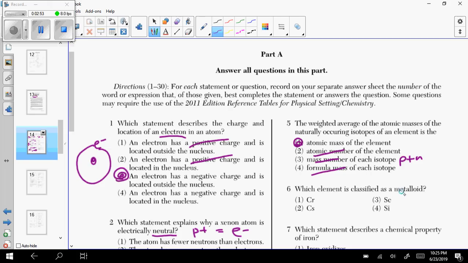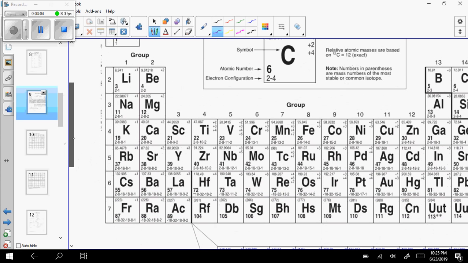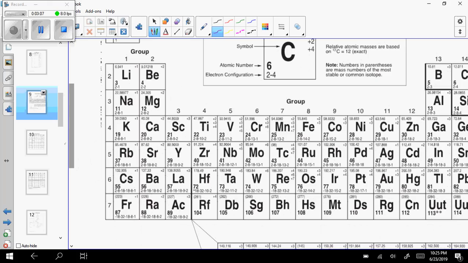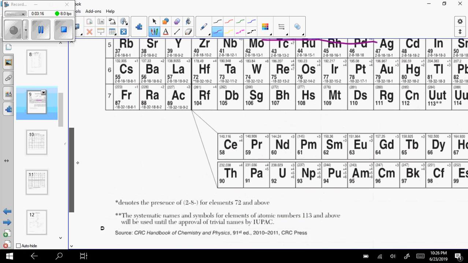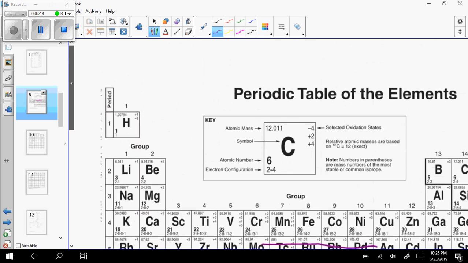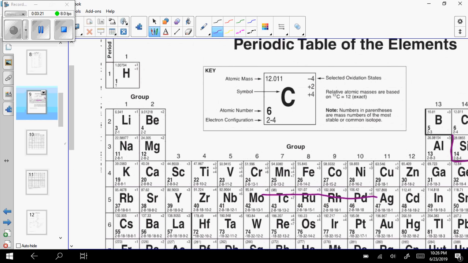Which element is classified as a metalloid? So we have to go back to the periodic table. Let me just see what my choices are. Cr, Cs, Sc, Si. All right, so we go back here to the periodic table. The metalloids are going to be over here. I want the ones that are touching the staircase. So there's silicon. It has 2 sides touching the staircase. That's what I want for a metalloid.